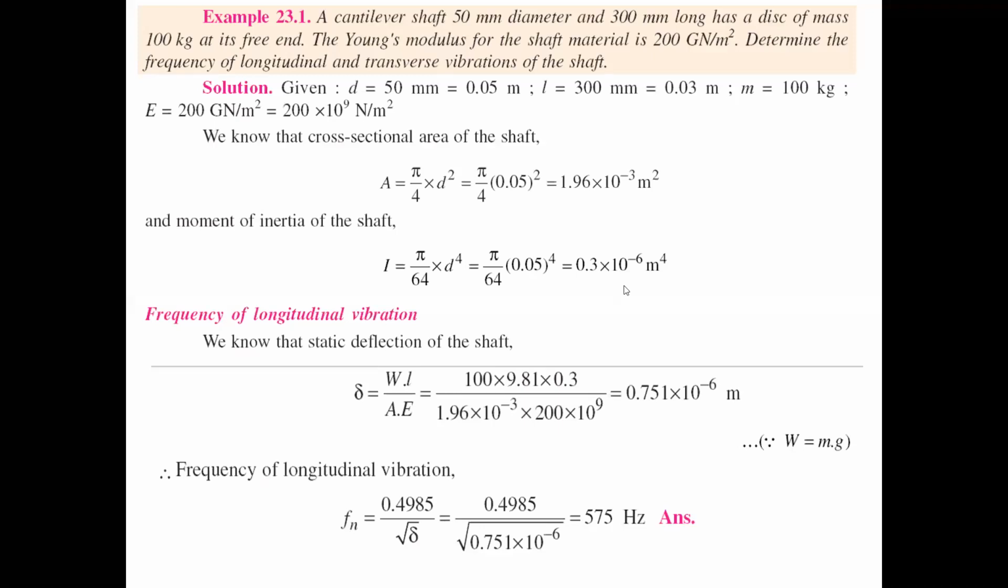So all of you observe the problem. A cantilever shaft, 50 mm diameter and 300 mm long, has a disc of mass 100 kg at its free end. The Young's modulus of the shaft material is 200 giganewton per meter square. Determine the frequency of longitudinal and transverse vibrations of the shaft.